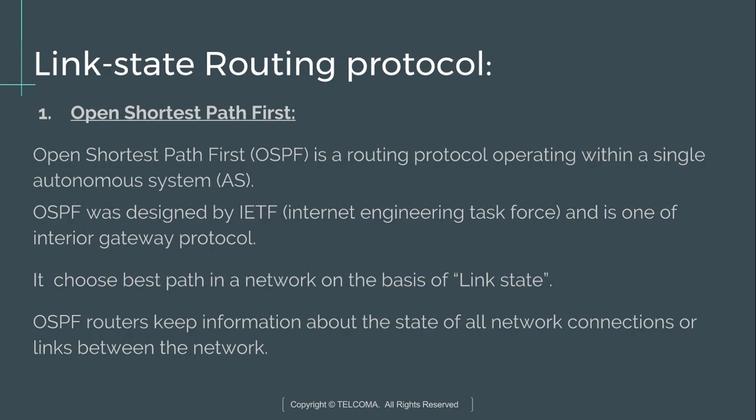Whereas in distance vector routing protocols, the routing protocols use the hop metric to define the shortest path. But in this, the best path is chosen on the basis of link state. So SPF routers keep information about the state of all network connections or links between the network.